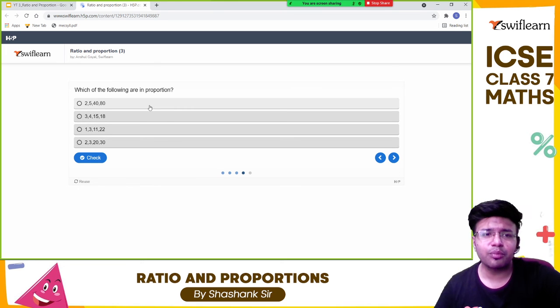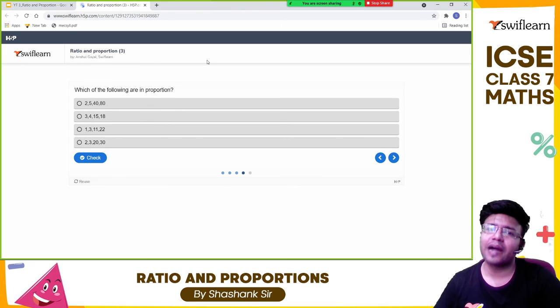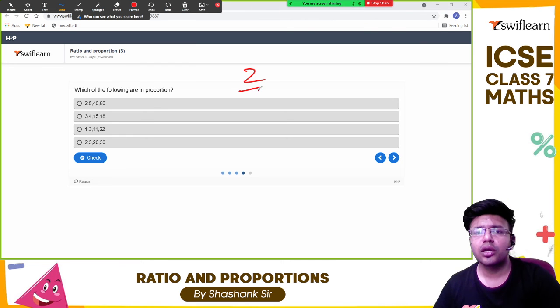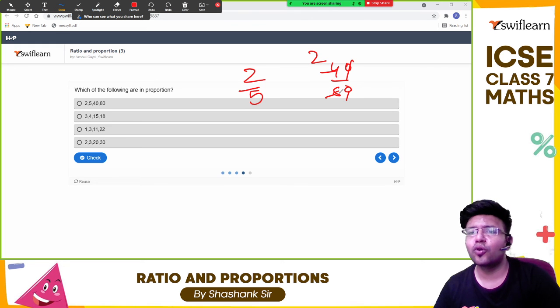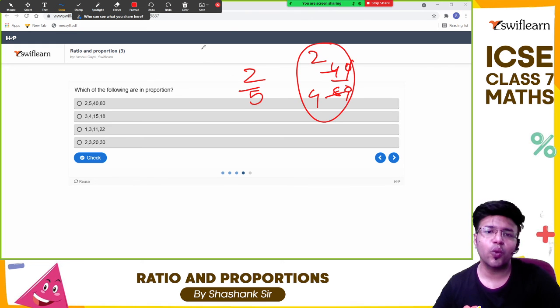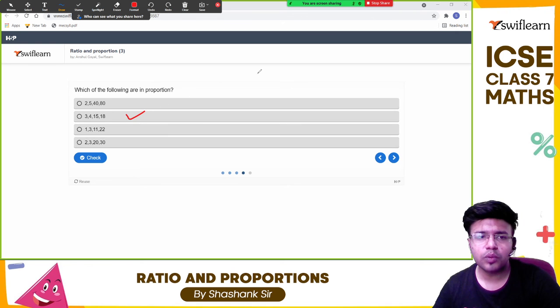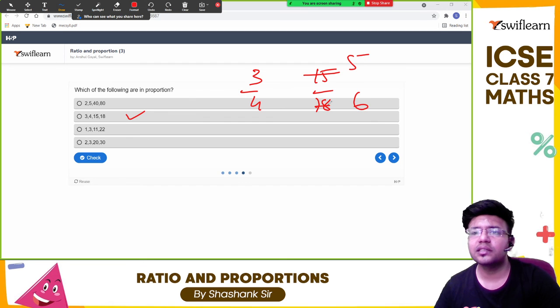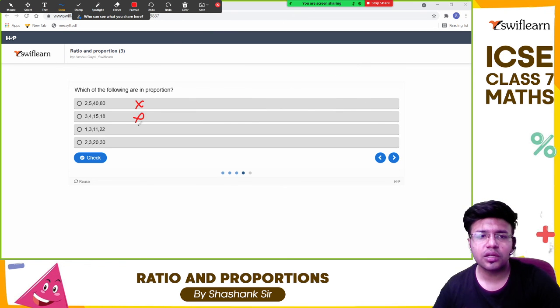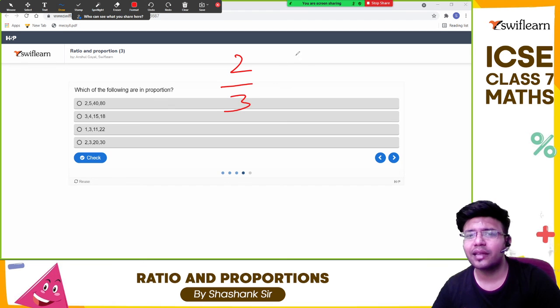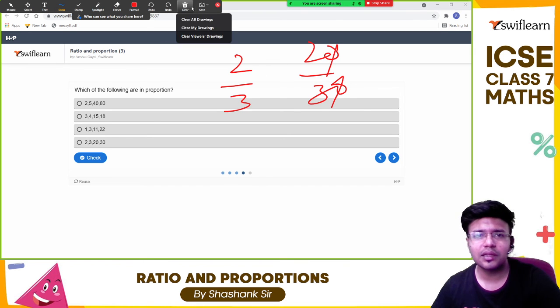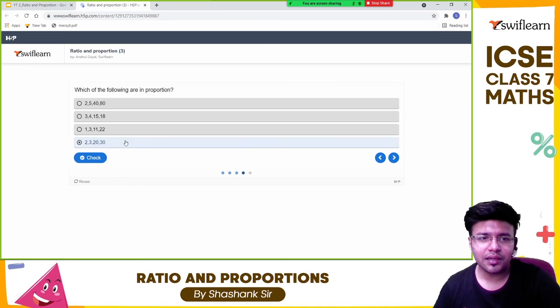Which of the following are in proportion? 2 is to 5, 40 is to 80. 2 twos are 4, 2 fours are 8. This is 2 by 4. No, this is not. This one, 3 by 4, 15 by 18. 3 fives are 15, 3 sixes are 18. This is also not. Okay, 1 by 3, 11 by 22. No, this may be the right answer. Yes, indeed, it is 2 by 3, 20 by 30, zeros cancel. 2 by 3 is in the ratio.